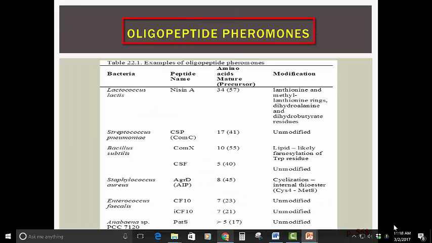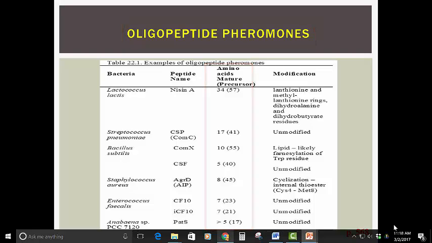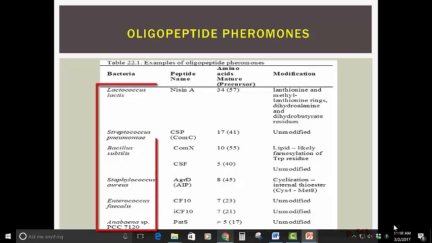Oligopeptide pheromones are small peptides ranging from 5 to 50 amino acids. These pheromones are processed from larger peptides within the cell. They serve as signaling molecules among gram-positive bacteria. For instance, Lactococcus lactis, a gram-positive bacterium, utilizes nisin A, a signaling molecule, for bacteriocin production. Bacillus subtilis, another gram-positive bacterium, utilizes ComX and CSF as signaling molecules to trigger DNA uptake and sporulation.